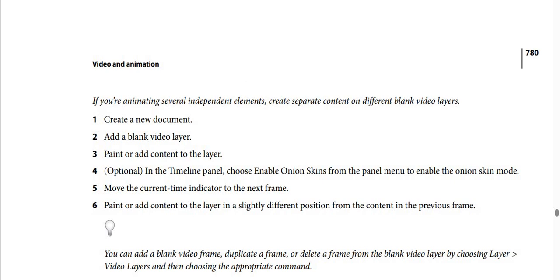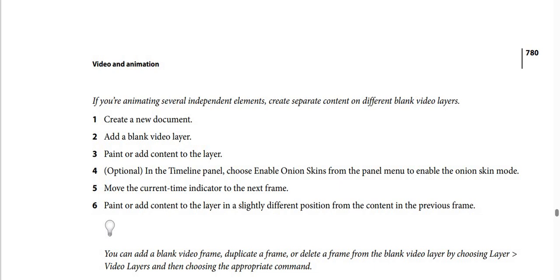By the way, we have steps. Step number 1, create a new document firstly. Step number 2, add a blank video layer. Step number 3, paint or add content to the layer. Step number 4, optional. In the timeline panel, you should choose enable onion skins from the panel menu to enable the onion skin mode. Step number 5, move the current time indicator to the next frame.